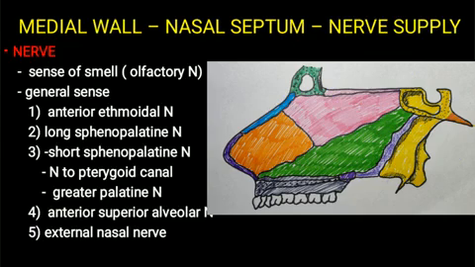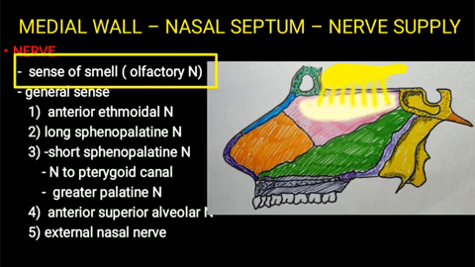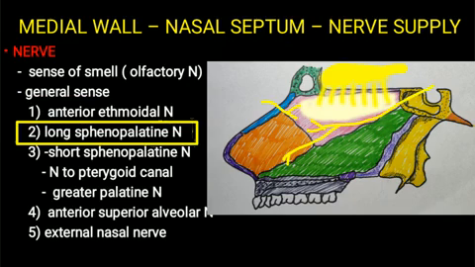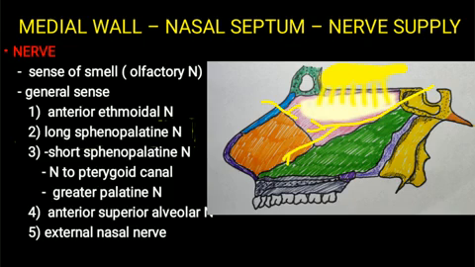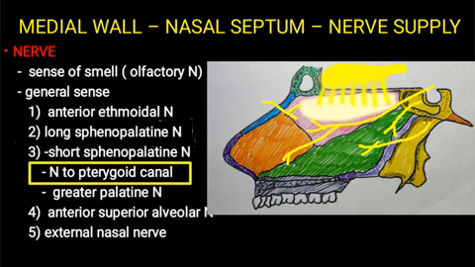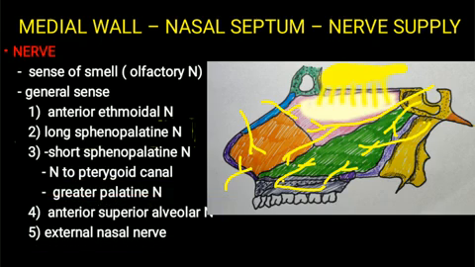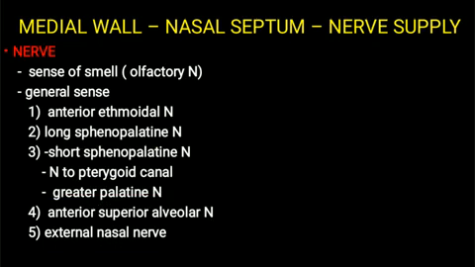The upper part of the nasal septum is called the olfactory zone, which is supplied by about 15 to 20 bundles of olfactory nerves. They receive the sensation of smell, while the rest of the nasal septum is supplied by the nerves of general sense. The nerve of the anterior superior part is the anterior ethmoidal branch of nasociliary nerve. The intermediate part is supplied by the long sphenopalatine branch of pterygopalatine ganglion. The posterior part is supplied by the short sphenopalatine nerves, nerve of pterygoid canal, and the nasal branches of the greater palatine nerve. The anterior inferior part is supplied by the anterior superior alveolar nerve, while the mobile anterior part is supplied by the external nasal nerve.